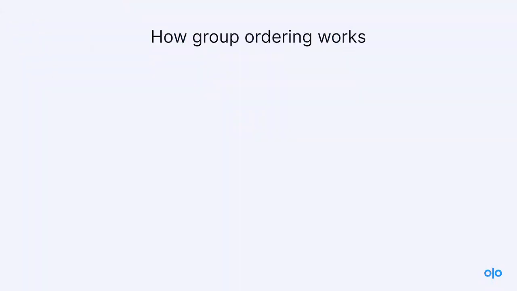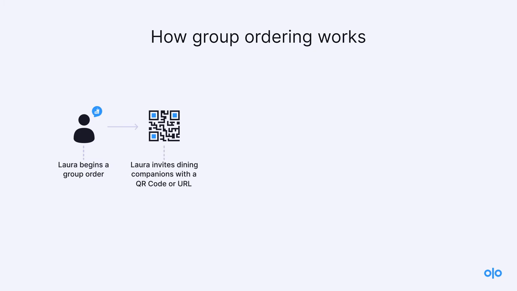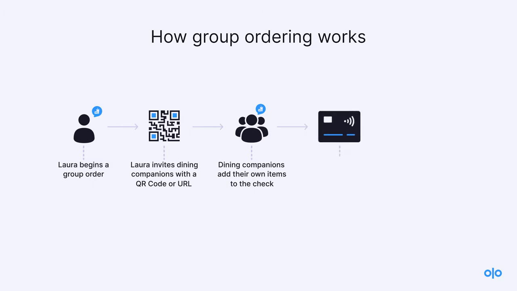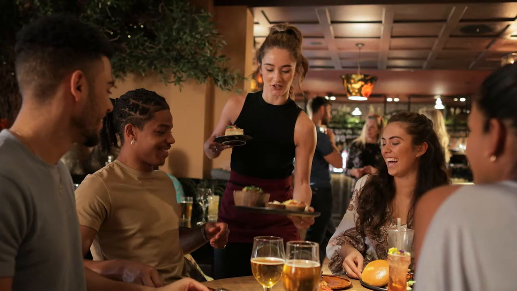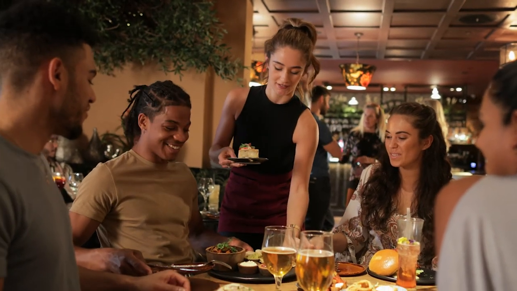Here's an example of how it works. One guest, in this case Laura, begins a group order, becoming the host. Laura will invite her dining companions with a QR code that can be scanned from her phone or a URL that can be sent via text or email. Those dining companions can add their own items to the same check. Laura pays for all the items on the check. While everyone ordered separately, operationally, one order gets sent to the table, gets picked up, or delivered to Laura and her dining companions.